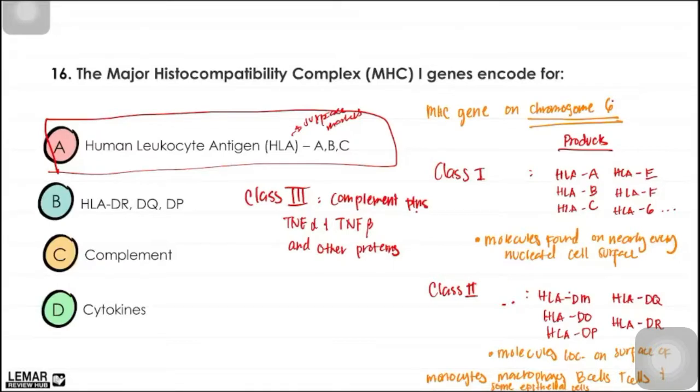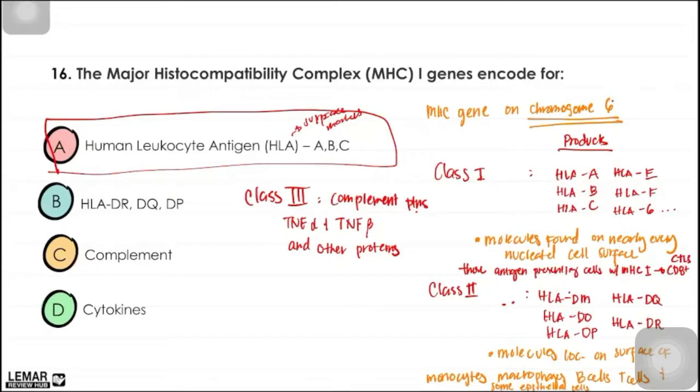So again, those antigen presenting cells with MHC1 molecules, they present to your CD8 positive CTLs or cytotoxic lymphocytes.